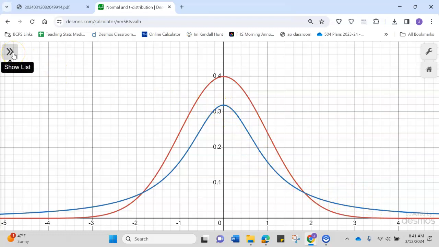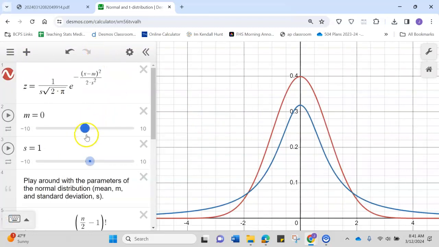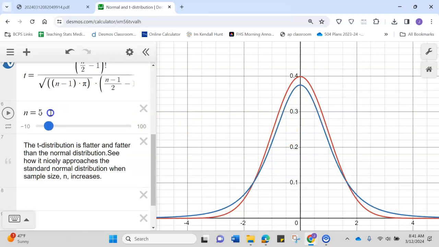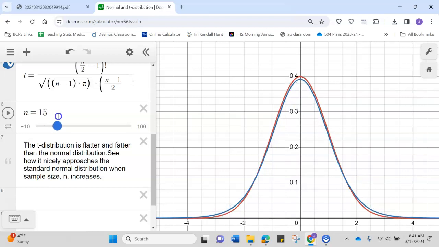But I want to show you what happens to the t-curve as sample size increases. You guys know bigger samples are always better, but let's watch. Right now the sample size is only 2. Let's watch what happens to this t-curve in blue as I increase the sample size. 3, 4, 5, 6. Watch what's happening to the blue curve. By the time we get to a sample of around 30, it looks almost identical to the normal curve.